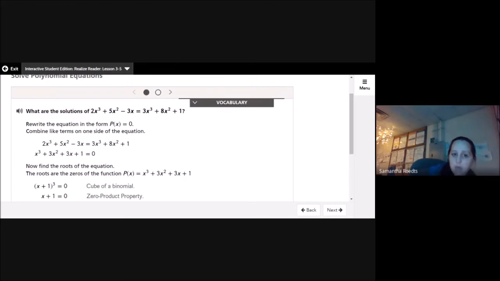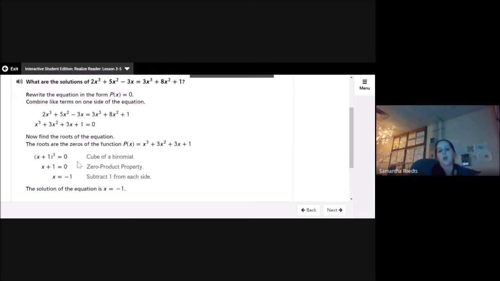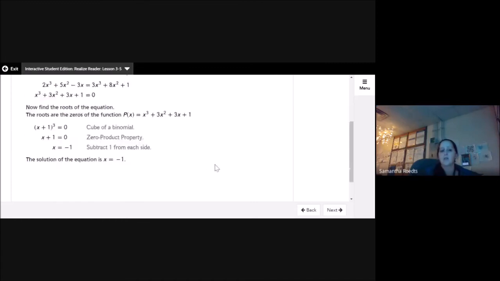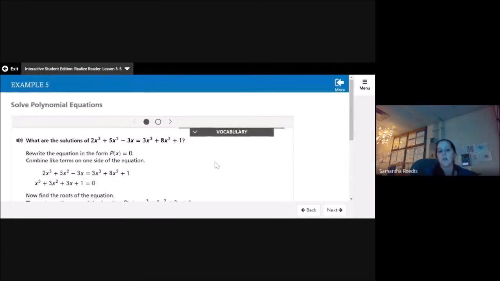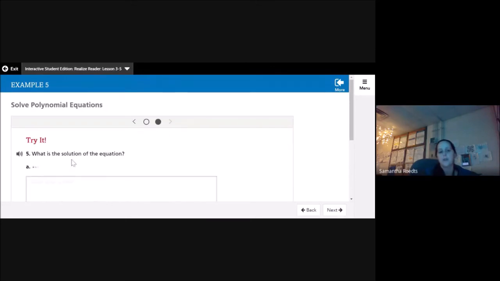The roots are the zeros of the function. So x cubed plus 3x squared plus 3x plus 1 is the cube of a binomial. So x plus 1 cubed, so x plus 1 equals 0, or x equals -1. The solution of the equation is x equals -1. So let's try it out.